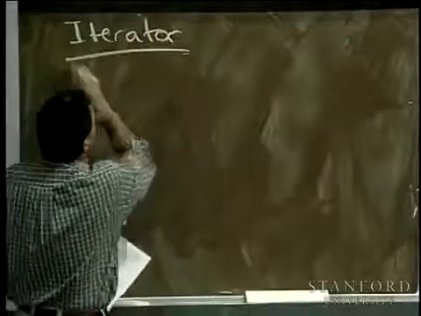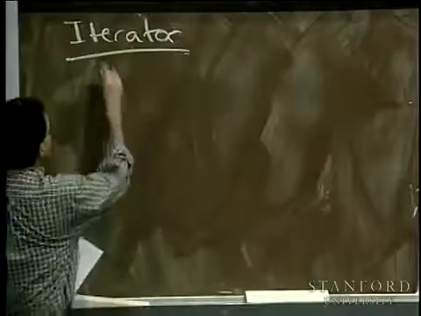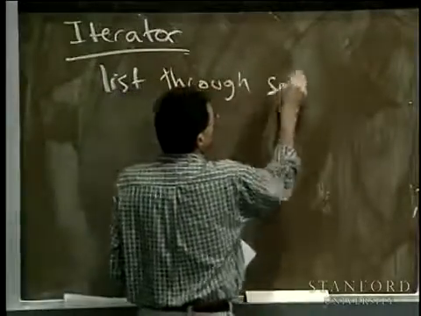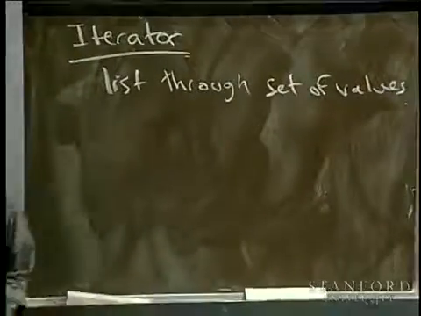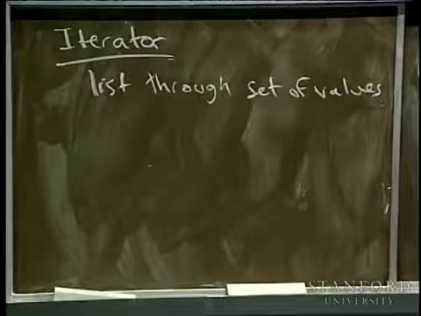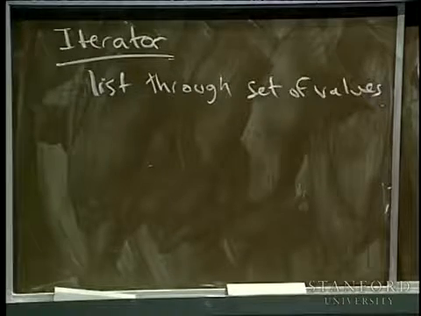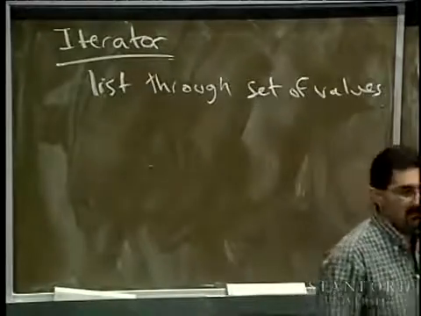What is an iterator? An iterator is just an idea, basically. It's a way to list through a set of values. What does that mean? What that means is if I have some array list, and that array list contains like 10 different items in it, one way I could think about that array list is having some for loop that counts from 0 up to 9, and I get each one of the individual values.